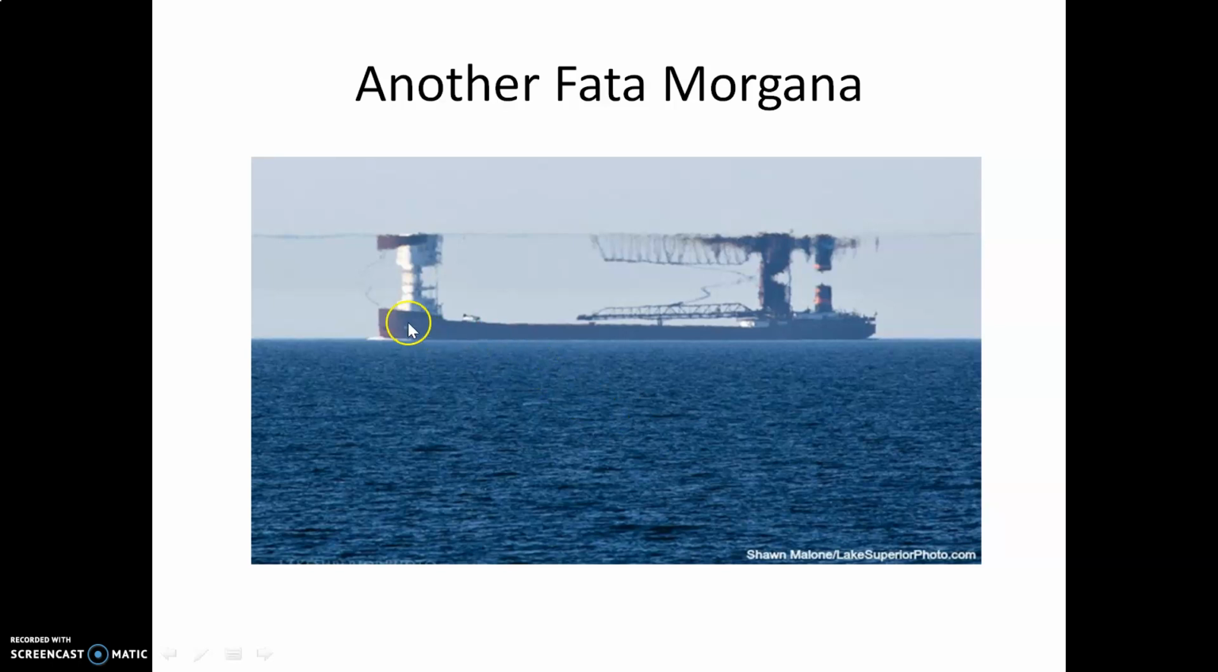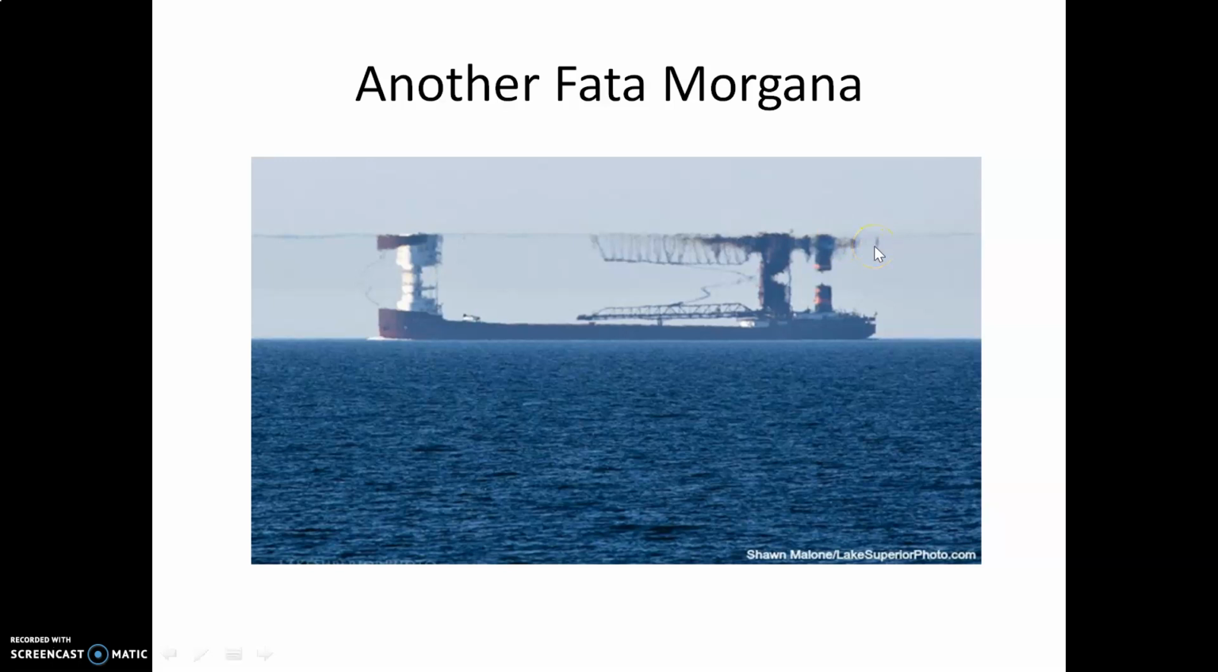Okay, here's another very startling example of a fata morgana. Take a look at this. So you've got this ship here in the foreground. There's this nice boundary between cold air and warm air like so. Pretty obviously the boundary is right here. And then you can see an image of the ship upside down reflecting off of that boundary. It's actually an example of total internal reflection.